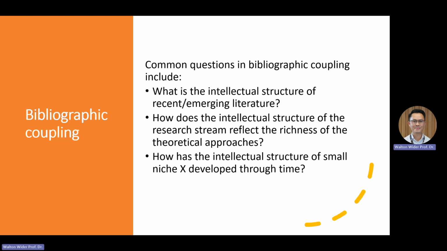You can also, secondly, identify the theoretical approach richness. So the question is something like, how does the intellectual structure of the research stream reflect the richness of the theoretical approach? And the last but not least, we can use bibliographic coupling to understand the development of niche areas. So the question is, how has the intellectual structure of small niche areas developed through time? Here the focus is on understanding the evolution and growth of specific, often specialized areas within the broader field.